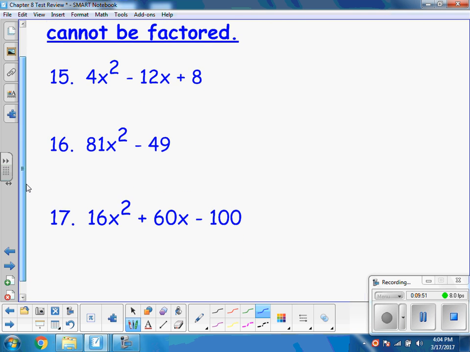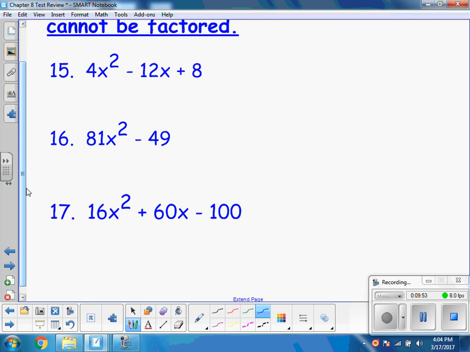So more factoring completely. It's very nice. Why don't you press pause? You try these out.